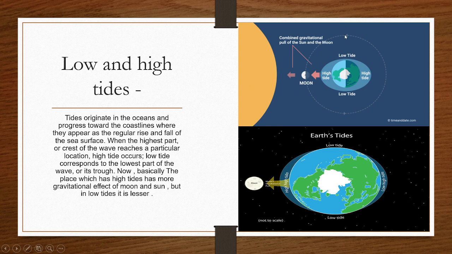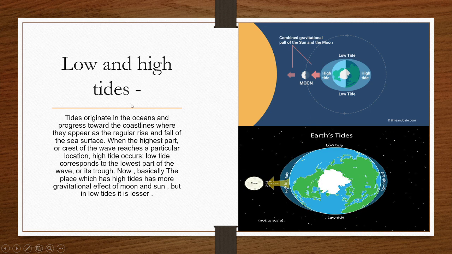You might be thinking, what if the moon was here? Then it would be a low tide, since only the moon is exerting the gravitational force, and the same over here. But you can say that on the poles there are low tides and on the equator side there are high tides. Here's another diagram, you can see more clearly.